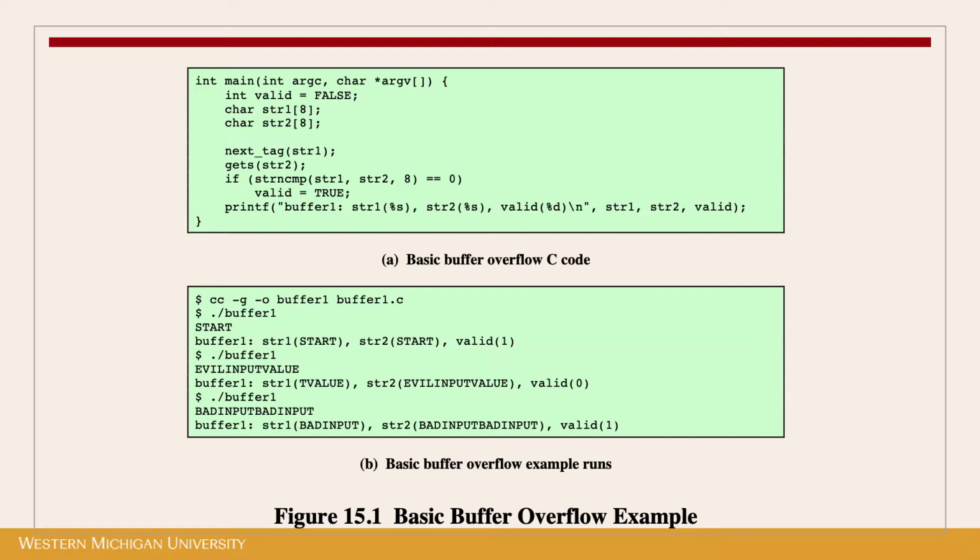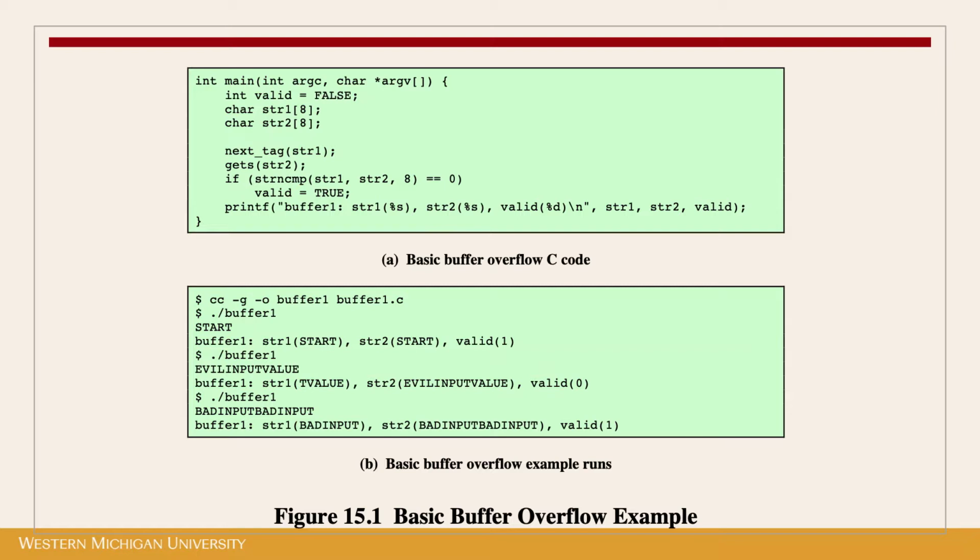But string 1 is now T value. How does that work? Well, we're seeing the buffer overflow in action. Notice that evil INPU is our 8 characters that string 2 was defined as. So the leftover characters, the T value, are what overwrote the value start that was pre-stored in string 1. That's what we're talking about. Now, of course, that says that's not valid, so that's okay. The thing still worked the way it's supposed to.